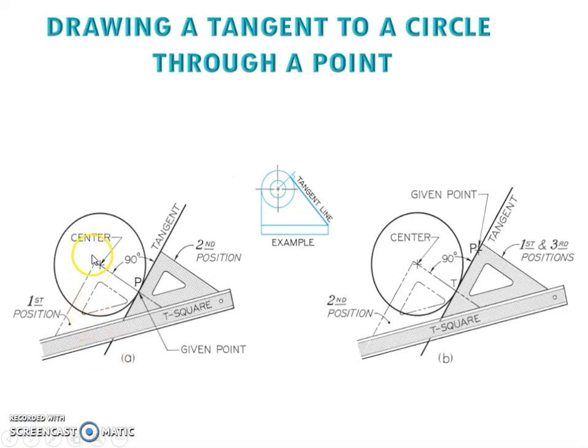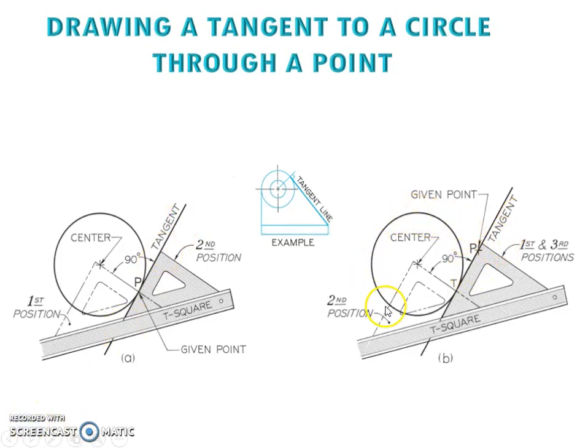This picture shows you how you can utilize the triangle. The first thing is this is the first position for the 45 degree triangle, and you can support it with the T-square. Then you get the 90 degree line over here. So you will find the point of tangency. You just mark it here as the point, and then you move the triangle to the other side and touch the point. Then you will be able to get the tangent line.